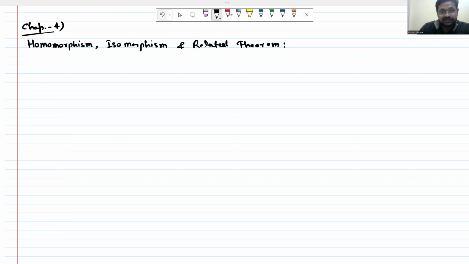I'm just taking this red ink. So what is the homomorphism actually? If a function is f from G to G dash. Here G is a group with the star operation, and I'm taking this G dash with this o operation. You can remember that o is the binary operation in G dash and this star is the binary operation in G.